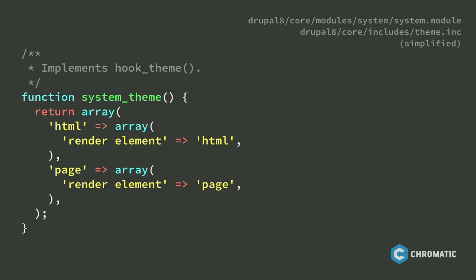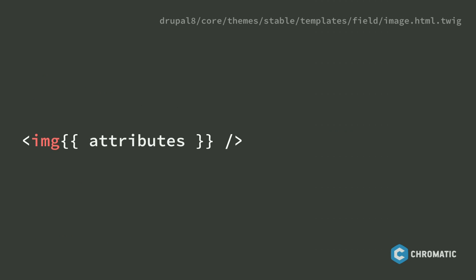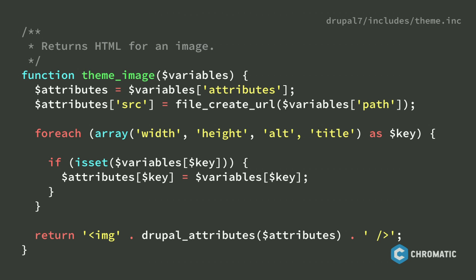That's why you no longer have to name the template from within hook theme in Drupal 8, because core is going to assume that you're working with the template. So instead of theme image living on in Drupal 8, we have our image.html.twig file instead. But that only prints the attributes object inside of the image tag. What happened to all the logic at the top that took our variables and prepared them into attributes that got printed in that image tag?